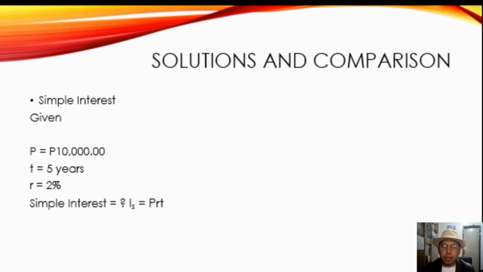Using 2% as the rate, how will we compute this one? We can compute it by having the PRT, which is our working equation. So interest is equal to principal multiplied by rate multiplied by the given period of time.